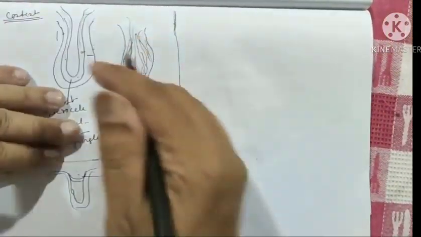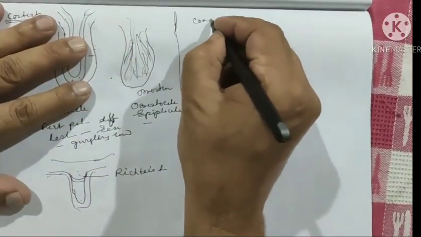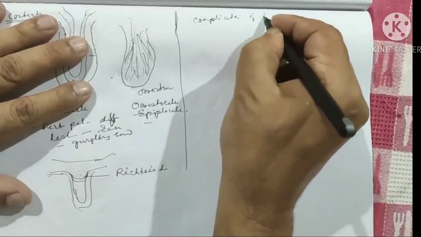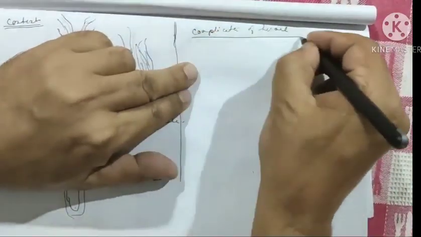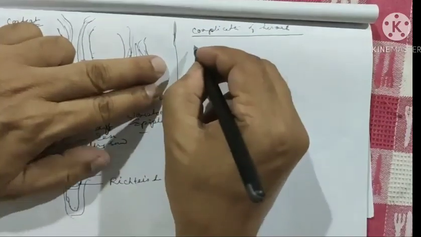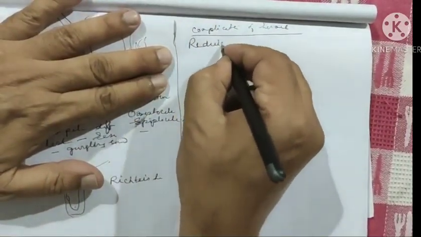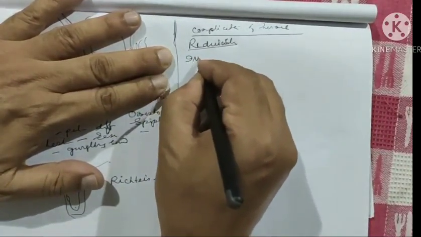So sometimes this hernia may be complicated. So the complications of hernia: mostly these are reducible, and sometimes it may be irreducible.